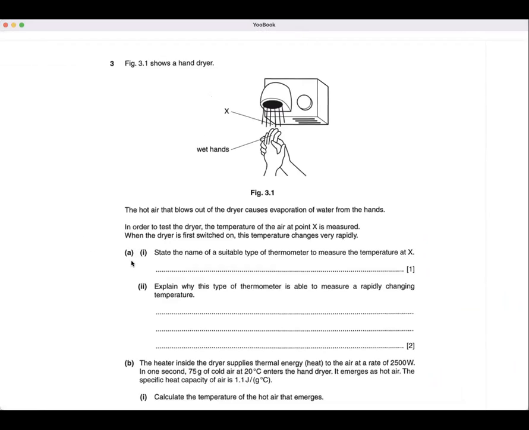Okay, so can you all quickly tell me name a suitable type of thermometer to measure temperature X?